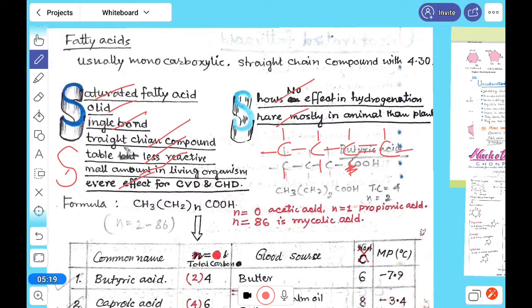So from that we can learn the characteristics of fatty acids. Here it is arranged in such a way that we can recall easily. It is solid, single bond, straight chain, stable. It is a small amount in a living organism. So it is all single bond, and basically straight chain, that is the saturated fats.